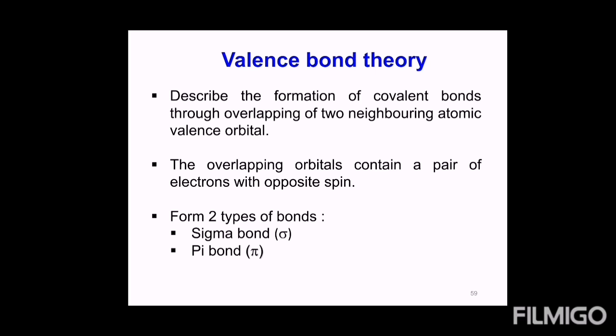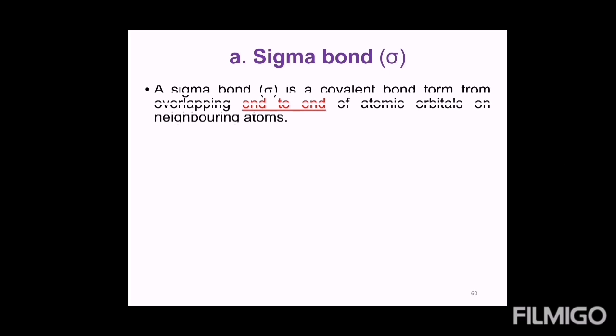Okay, alright. So valence bond theory describes the formation of covalent bond through overlapping of two neighboring atomic valence orbitals. The overlapping orbital contains a pair of electrons with opposite spin. Okay, form two types of bonds. So yang ni yang penting, sigma bond dan juga pi bond. So dia punya tanda untuk sigma bond seperti mana yang tertera dalam PowerPoint tu, and then the pi bond of course like that, and then sigma bond.